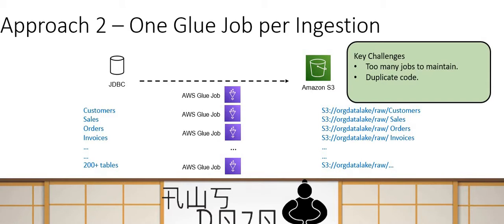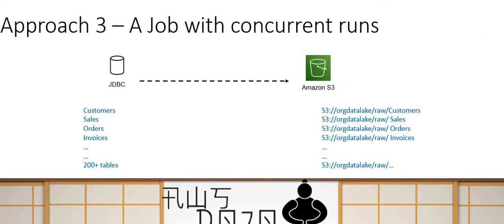And if you have, I don't know, 5 or 10 databases, then think of how many jobs you have to maintain. So this again is a good working approach, but the biggest challenge is so many jobs to maintain. So what is the middle ground? The middle ground is approach number 3, and approach number 3 is what I'm going to discuss today.